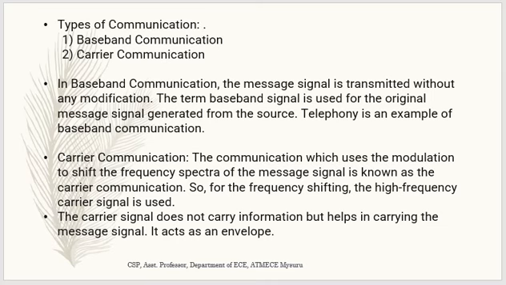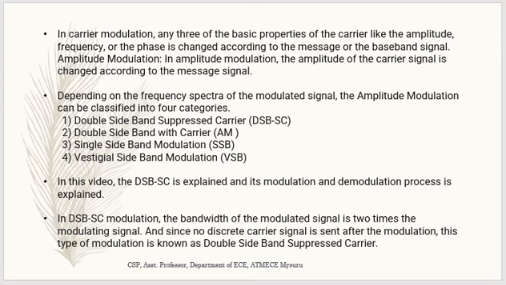The carrier signal does not carry information but helps in carrying the message signal, which acts like an envelope. In carrier modulation, there are three basic properties of the carrier, amplitude, frequency or phase, which change according to the message or baseband signal. Then we come to amplitude modulation. Amplitude modulation is the technique in which the amplitude of the carrier signal is changed according to the message signal. The message signal is called m of t and the carrier signal is called c of t.